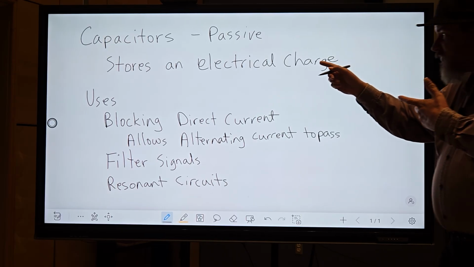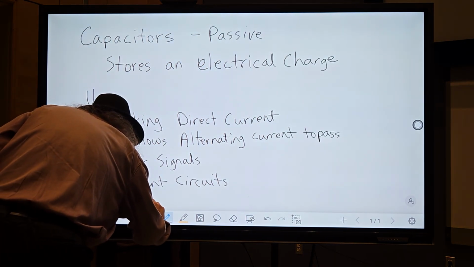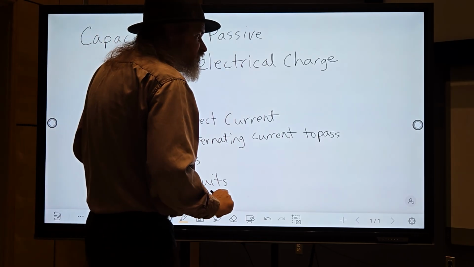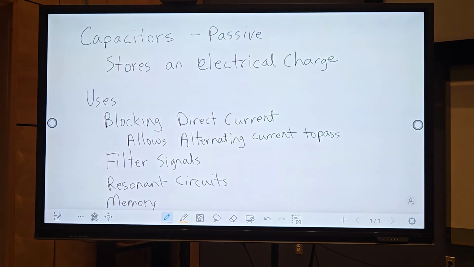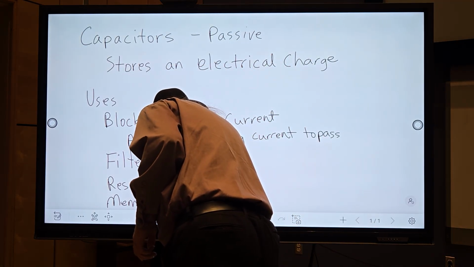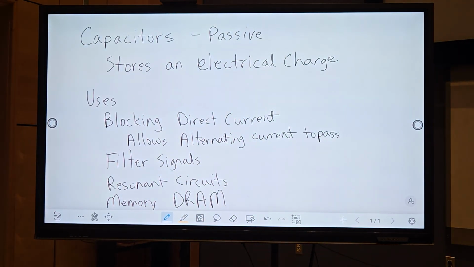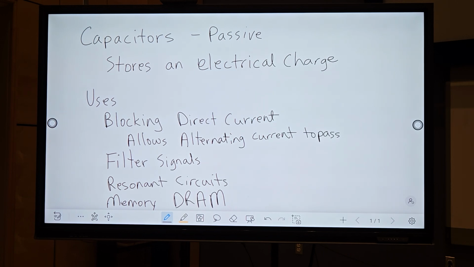And because it stores an electrical charge, it is used in memory. To create specifically dynamic random access memory, or DRAM. That's the memory form that is typically rated in the gigabytes realm in your laptop or your cell phone. The RAM is typically dynamic RAM, which consists of a capacitor and a resistor. And I'll show you how that configuration is set up momentarily.